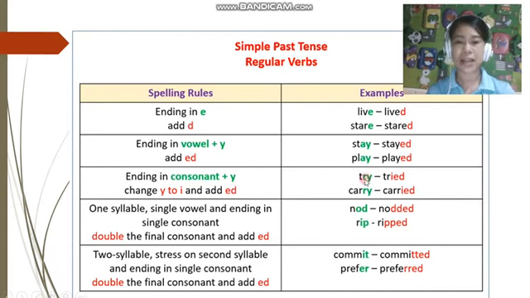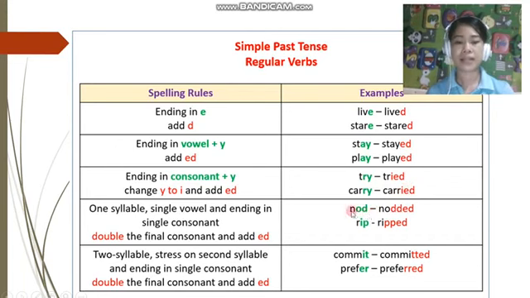So if the word has a consonant and then Y like this, we have to change Y to I and then add ED. For example, try becomes tried, and carry changes to carried, like this.